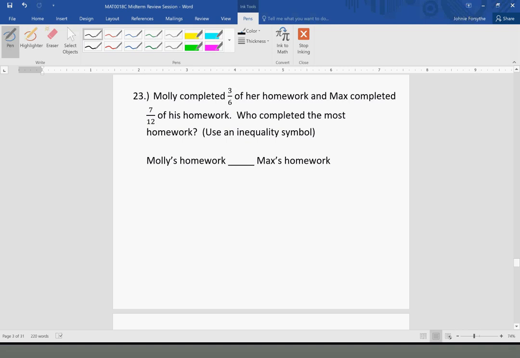All right, fractions. So Molly completed 3/6 of her homework, and Max completed 7/12 of his homework. Who completed the most homework? All right, so we're comparing 3/6 and 7/12. It's best to get a common denominator, make equivalent fractions using the same denominator. So we can change 3 over 6 to be a number over 12, and then we can compare it accurately.